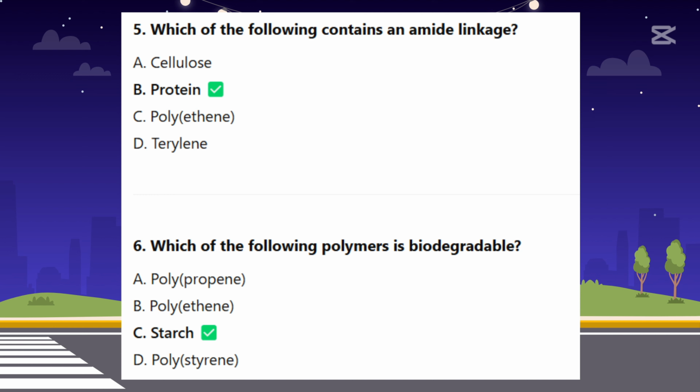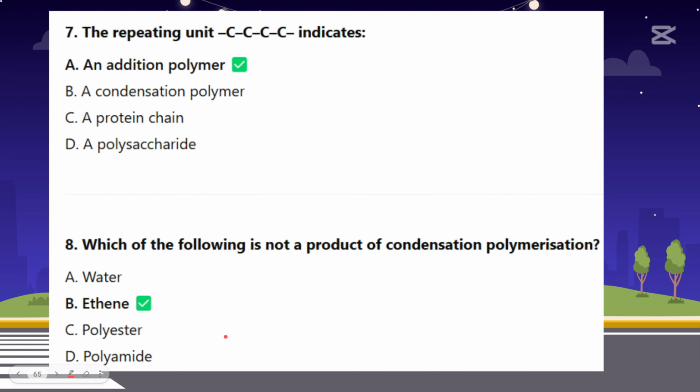Which of the following contains an amide linkage? Amide would have to be protein. Cellulose would have been a polysaccharide. So that would have been an ether linkage. This is ether linkage here, because it's made from polysaccharides. So to find polymers that are biodegradable, it has to be starch. And once you see the enes, alkenes, those are all plastics. The plastic containers, your ropes, all of these are plastics. Starch, on the other hand, is biodegradable. It's made naturally, so it has to be biodegradable.